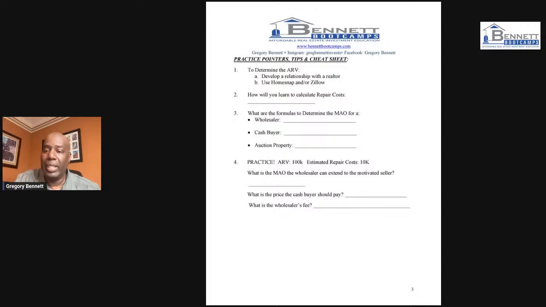So Dwayne did get that. And then the cash buyer should be making 20% of the ARV, which is 50. So actually Dwayne did get that.